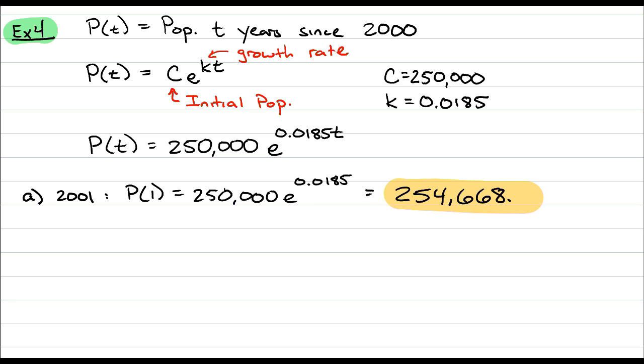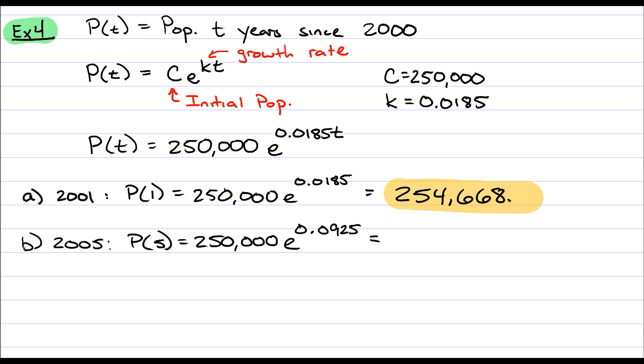Okay, so now part B asks us the population in the year 2005. So here we calculate P of 5, so that's 250,000 e raised to the 0.0185 times 5, which turns out to be 0.0925. And then calculating that, we get 274,228, and then I'll round to the nearest person.